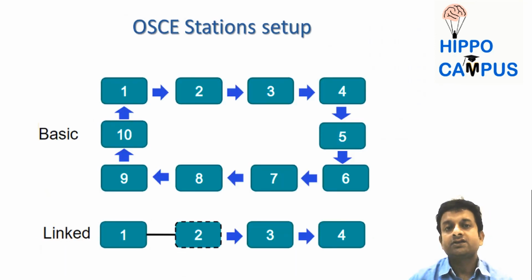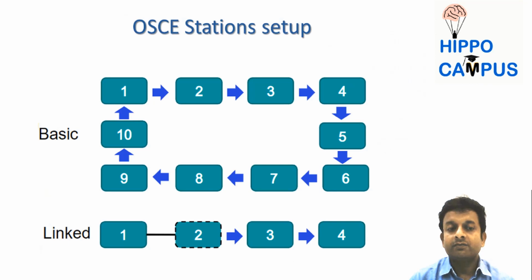This is the Oski station setup. This is the basic setup. Suppose student A is at 1, B is at 2, C is at 3, D is at 4. Once A completes 1, A will move to 2, B will move to 3, C will move to 4, and D will move to 5, and so on. So each and every one will go around the same set of questions, and each and every one will complete all the stations.